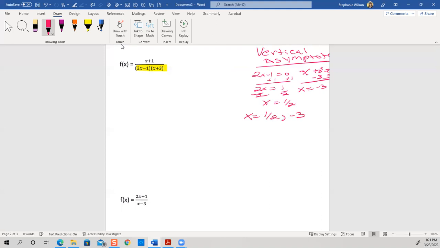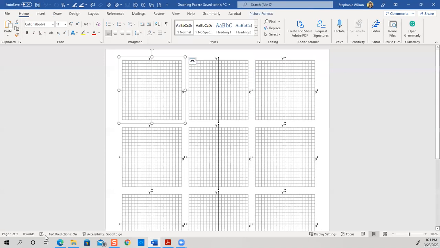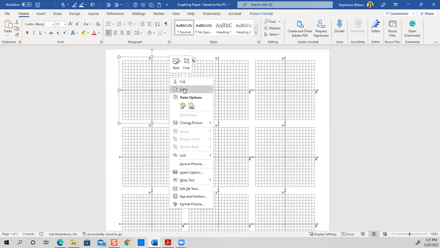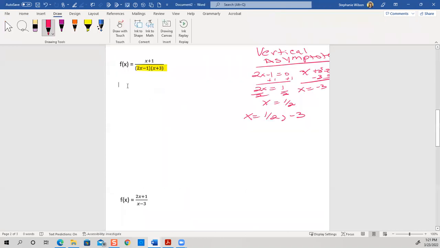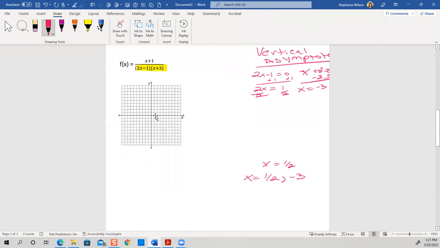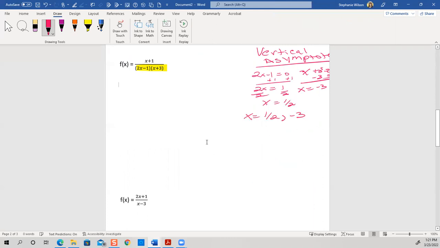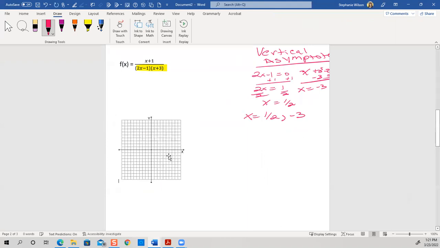If I was to put it on a graph, this function will not cross those points. Let me get a graph. So at x equals a half and x equals -3, let's do this right quick. Let's go under here. Make it a little neater. Okay, so x equals a half.